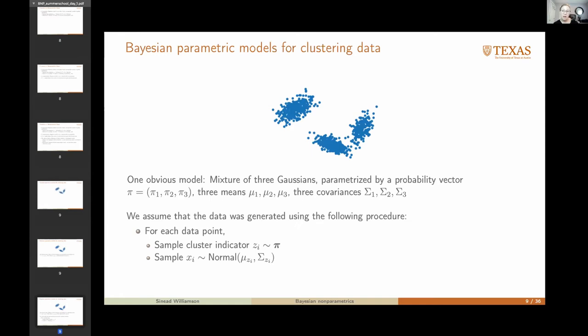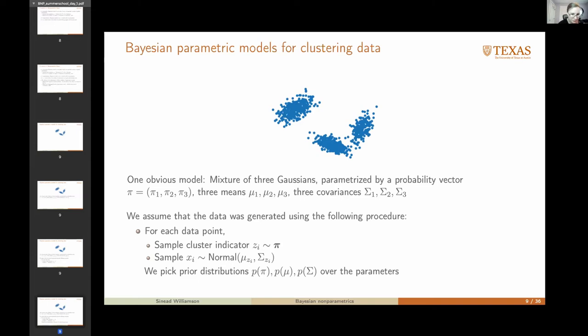And so explicitly, I've assumed that given these parameters, the data was generated by repeatedly sampling one of the three clusters according to that probability, and then looking at the mean and covariance for that cluster, and then sampling a data point from a multivariate normal with that mean and covariance. Now, to finish off my model, I also need to put priors over those means, covariances, and over that probability vector. And we'll hold off for now on what those priors are and start looking into that in a couple of slides.